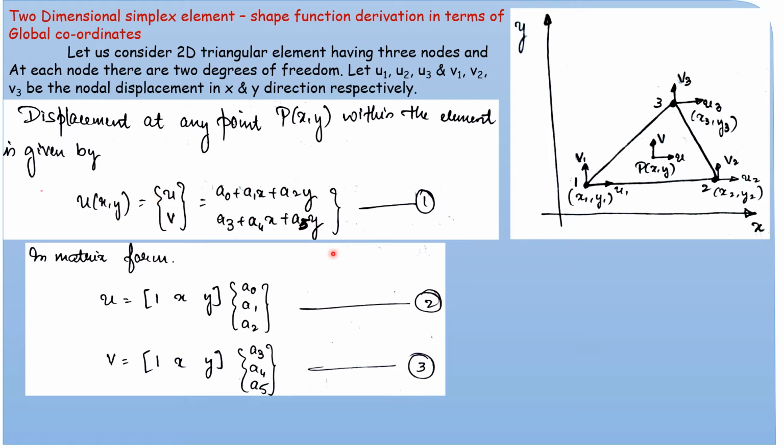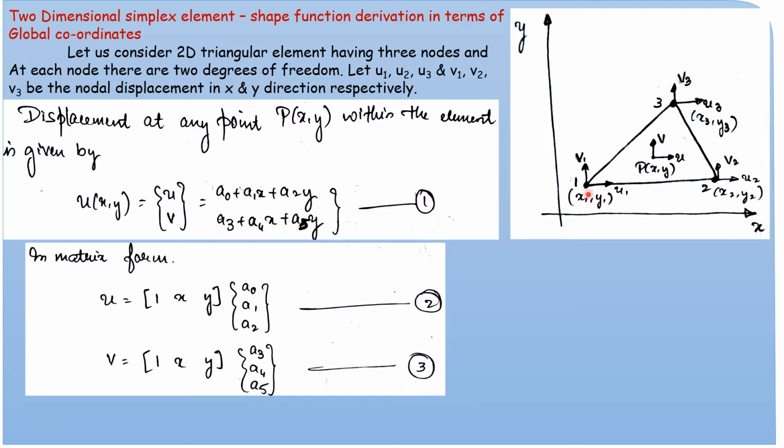Okay, so this is the triangular element which is shown to you, having nodes 1, 2 and 3. With respect to the global coordinates x and y, the coordinates are written x1 y1, x2 y2, x3 y3, and the displacements at each node are u1 v1, u2 v2, u3 v3. Okay, at each node there are 2 degrees of freedom.